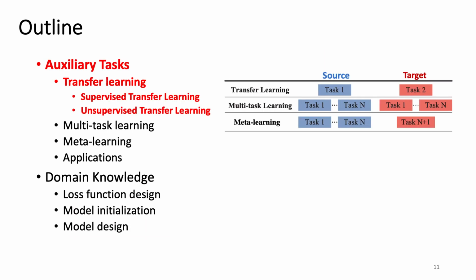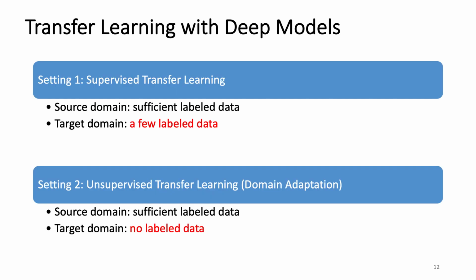We'll start with transfer learning. For transfer learning, as we just said, there's one source task and another target task. A big categorization under transfer learning is supervised transfer learning and unsupervised transfer learning. The difference between them is whether the target domain has a few labeled data or has no labeled data at all.